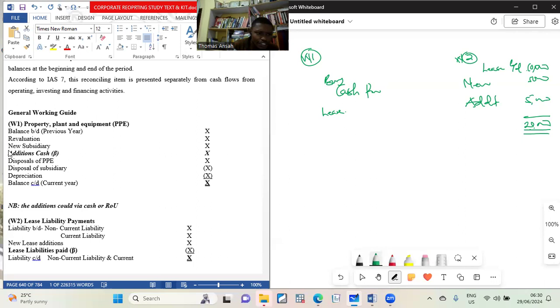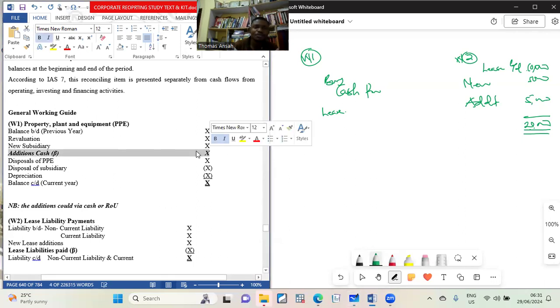And therefore, your addition here may not only be cash, it may also be via lease. Maybe after adding, there will still be a missing figure, which is your cash addition. But do those two alongside so that if there is any decrease, you know that it's a lease payment. But if there is an increase, then it means there is an additional lease you need to bring into that PPE. All right, so basically that is that.